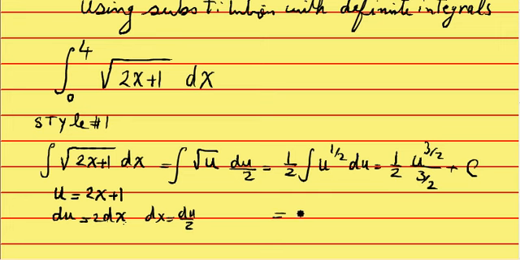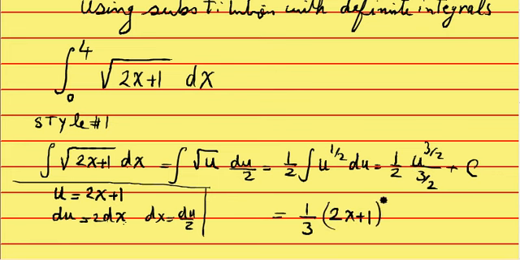That is again 1/2. So these are side calculations here. Let me put them to the side. 2 and 2 cancel. That makes 1/3. U was 2x plus 1, so I write 2x plus 1 to the power of 3 halves, and then a constant. So how did we calculate the definite integrals? We took the antiderivative, applied 0 and 4 to it, and subtracted. So here's one way I could do it.